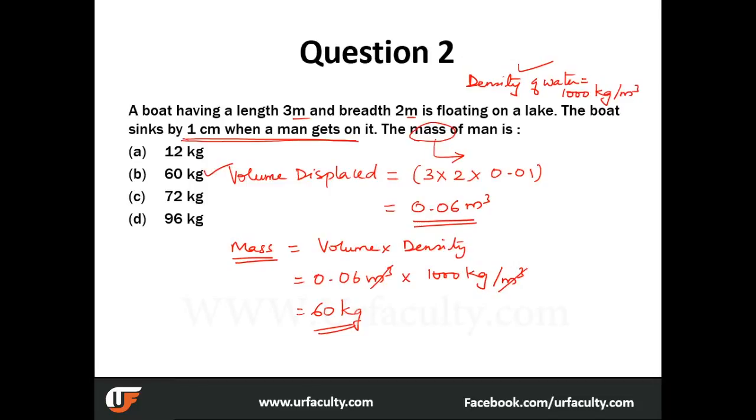So the key here is to know that the density of water is 1000 kilogram per meter cube, and the question being asked is the mass of the man and not the volume of water displaced when the man enters the boat. The volume of water displaced can be easily calculated by assuming the boat looks like a cuboid. So 3 into 2 into the height, which is 0.01, gives 0.06 meter cube, and mass is equal to volume into density.